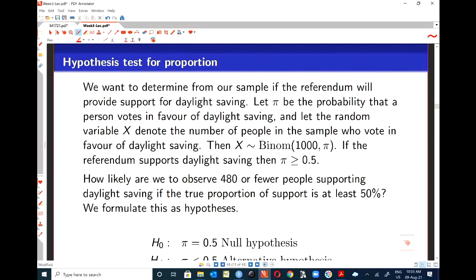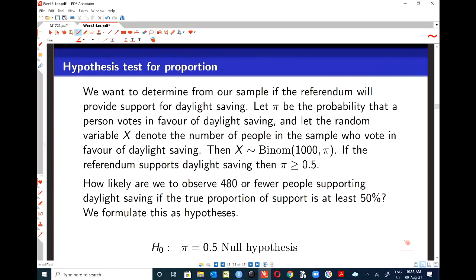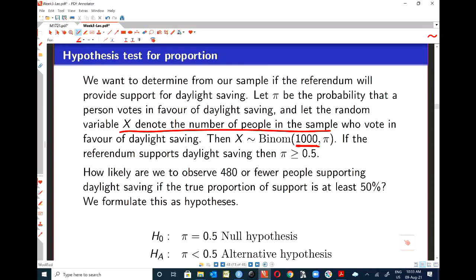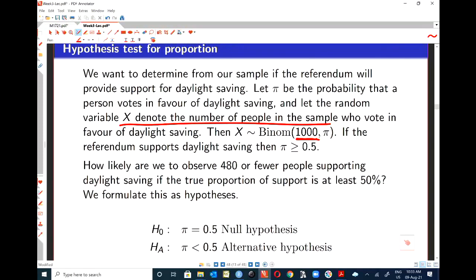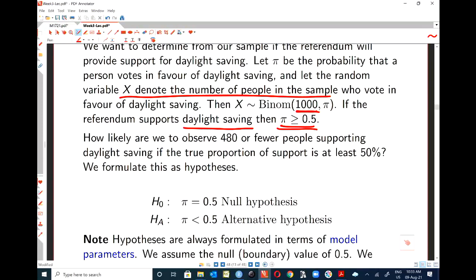So I want to decide if my sample from the daylight saving survey is going to help me here. Essentially what I've got is a binomial situation. I've got 1,000 Bernoulli trials, and I'm counting the number of successes. That makes the number of successes binomial. So x here denotes the number of people in my sample who will vote yes, in favor of daylight saving. So x is binomial, 1,000 and pi, where pi is the probability of success. If the referendum supports daylight saving, then pi is bigger than or equal to 0.5, otherwise it's not.